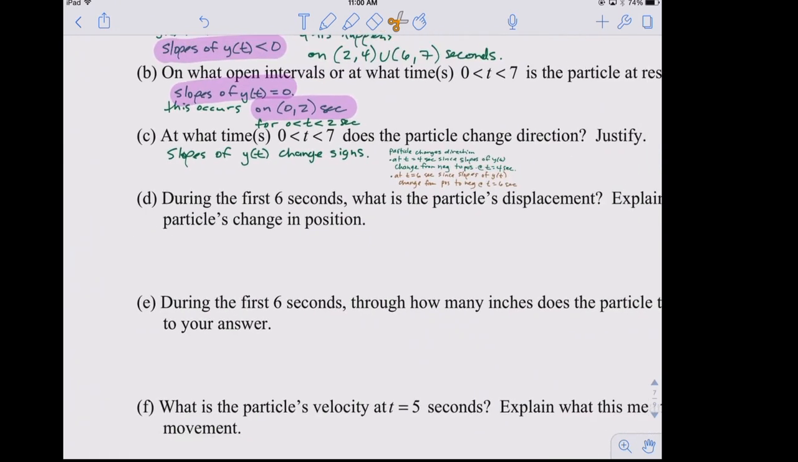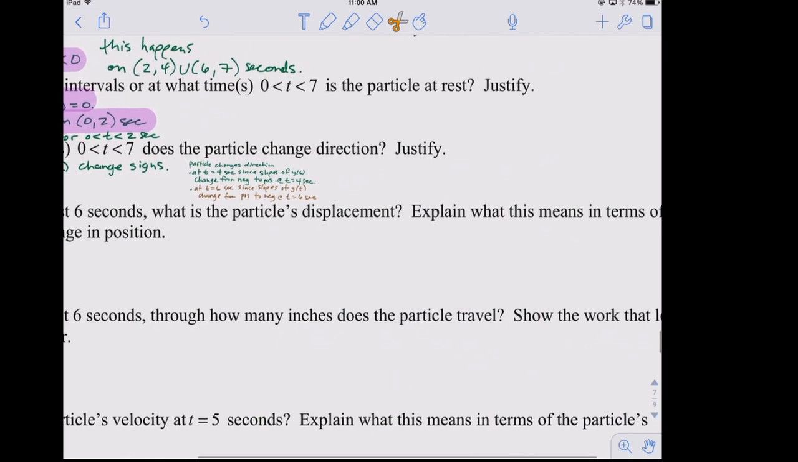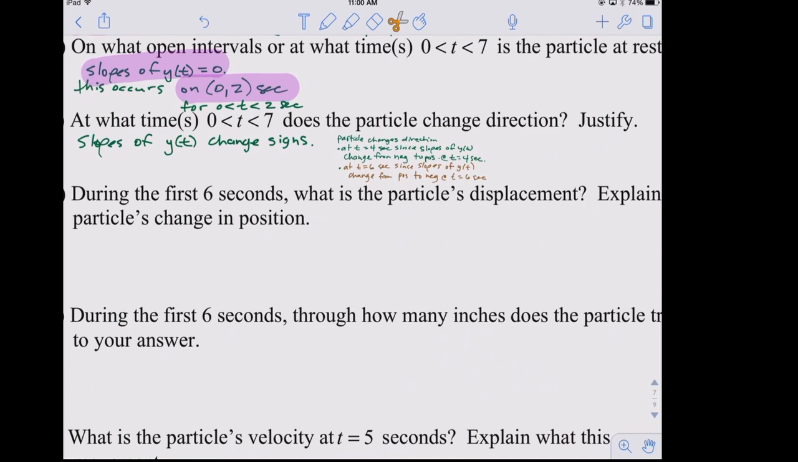All right. During the first 6 seconds, Nick changes from positive to negative. Nick knows who Zane is. During the first 6 seconds, what's the particle's displacement?